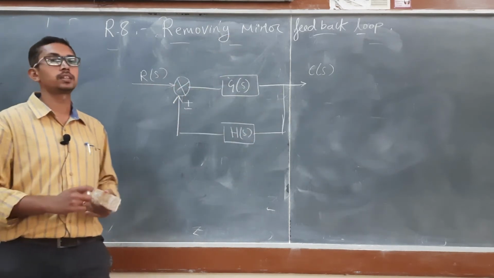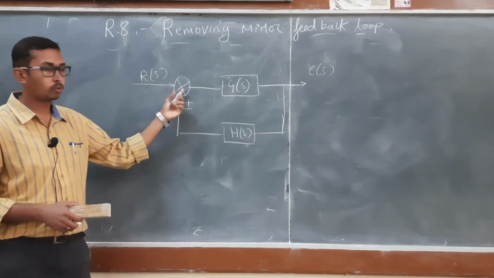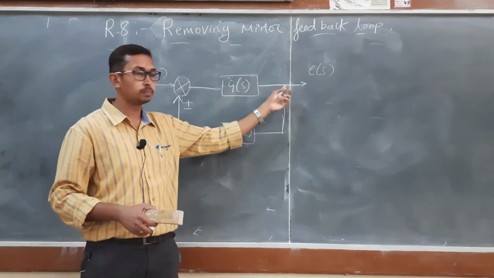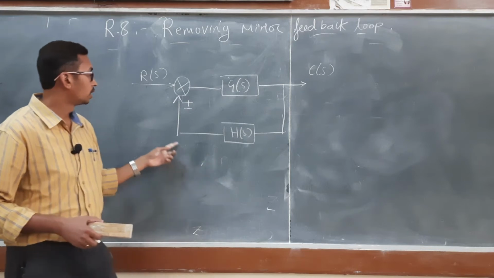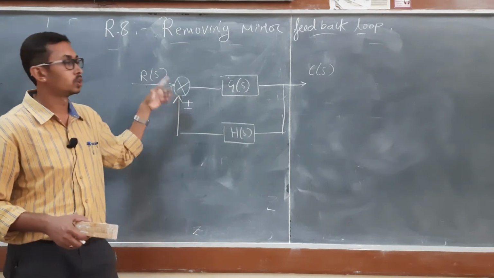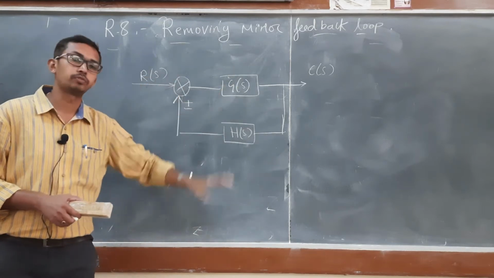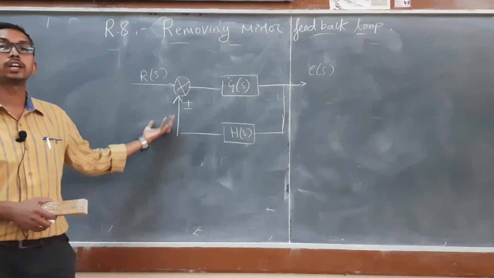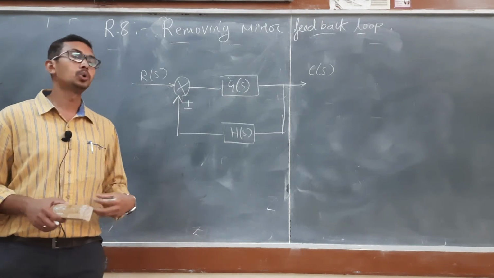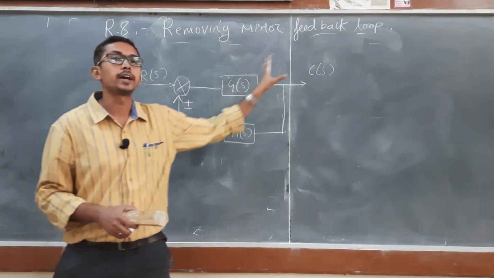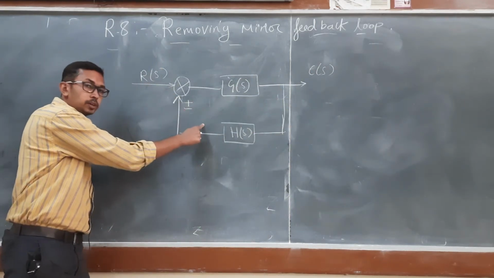What are the elements in a minor feedback loop? We have the input, summing point, one block, feedback signal, takeoff point, feedback block, and back to the summing point. So this condition we are going to call a minor feedback loop. How can we reduce this minor feedback loop? Already we have derived how to write the transfer function of this minor feedback loop.